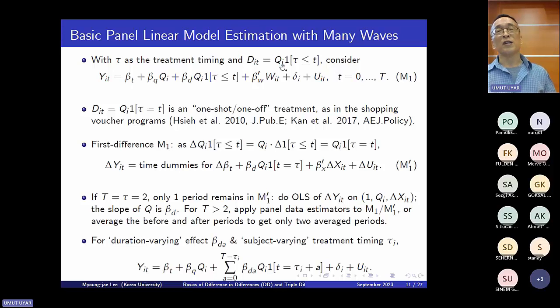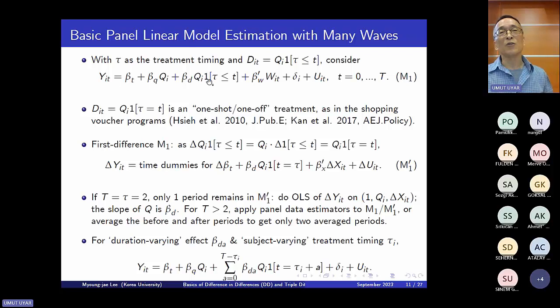So you get treated when Q is equal to 1, and then the period is the same or greater than the treatment starting time tau. And these are covariates, other regressors. And delta is an unobserved error that is the same over time. And this is the error that may change over time.